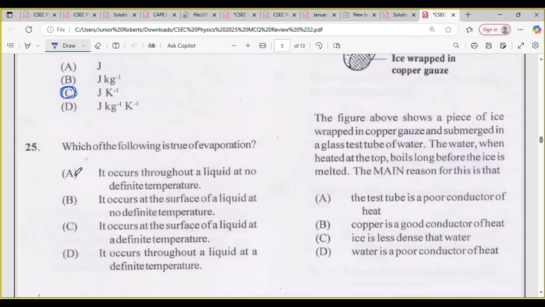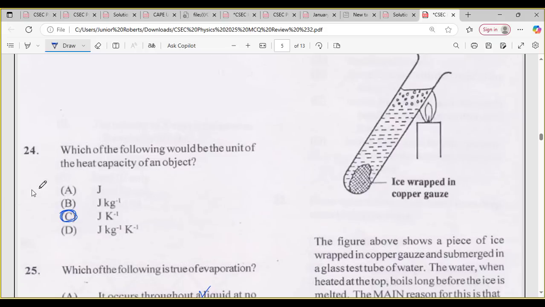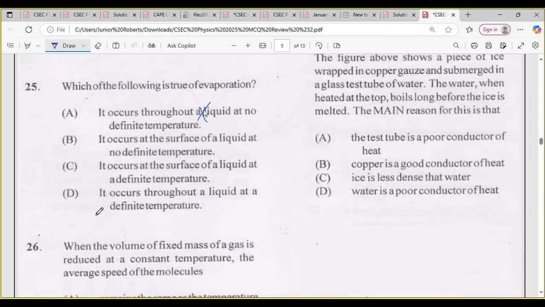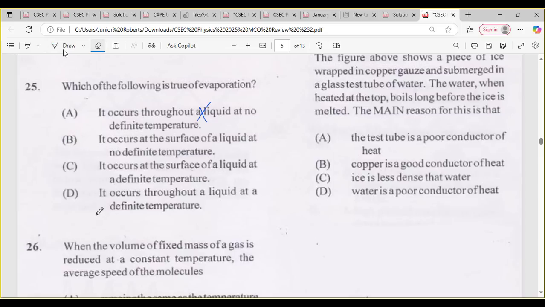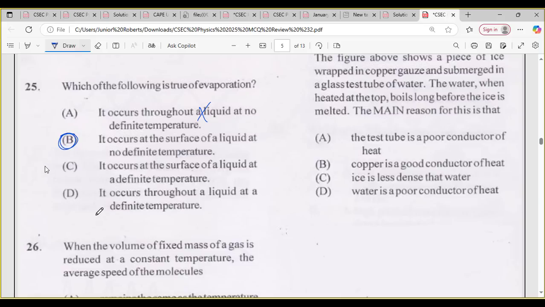25. Which of the following is true of evaporation? It occurs throughout the liquid at no definite temperature. 24 is C or D? C, 24 is C. So this is not so. It occurs at the surface of the liquid at no definite temperature. This is true. So we want to find what is true. So let's agree to B being the answer.